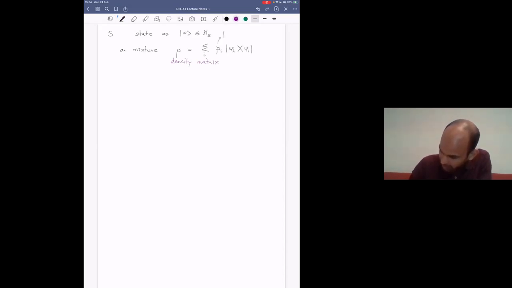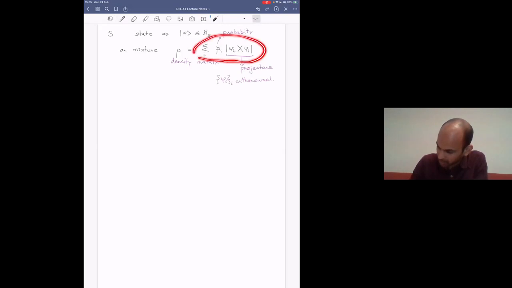So here, p_i are probabilities, so they sum up to one. And each of these |psi_i><psi_i| is a projector on the subspace spanned by psi_i. The set of psi_i is an orthonormal basis for the Hilbert space of the system. One of the properties of the density matrix, being a positive operator, is that we can always find a probability distribution and an orthonormal basis such that this expression can be written down.